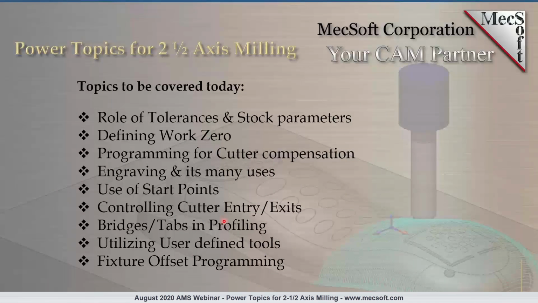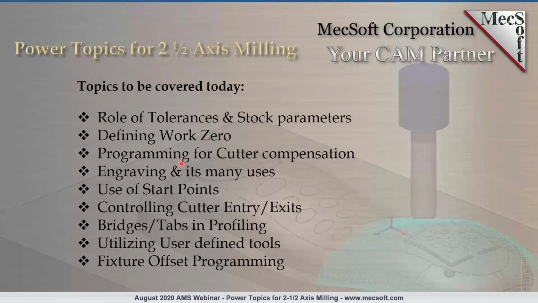So as mentioned before, today's topic is power topics for 2.5 axis milling. We'll be going through quite a few of these specialized topics that many of you might not be aware of, as well as defining and detailing some of the more advanced concepts in the product. We'll be starting out with the role of tolerances and stock parameters. We'll be discussing that and how you can control tolerances in stock to get the kind of machining you want. Followed by defining work zeros and how to control your machining using work zeros and repositioning your part or your stock model in different places on your work table.